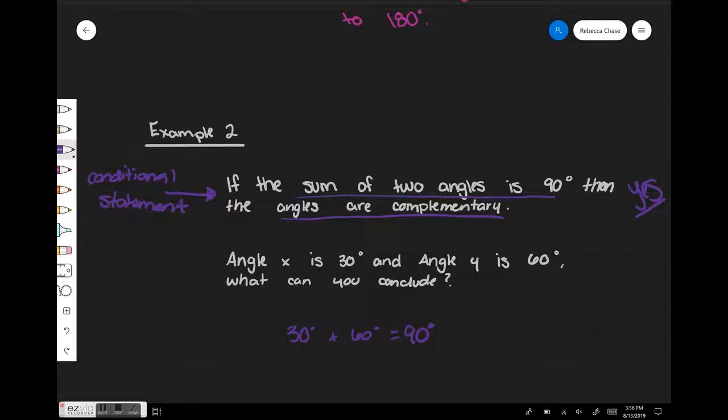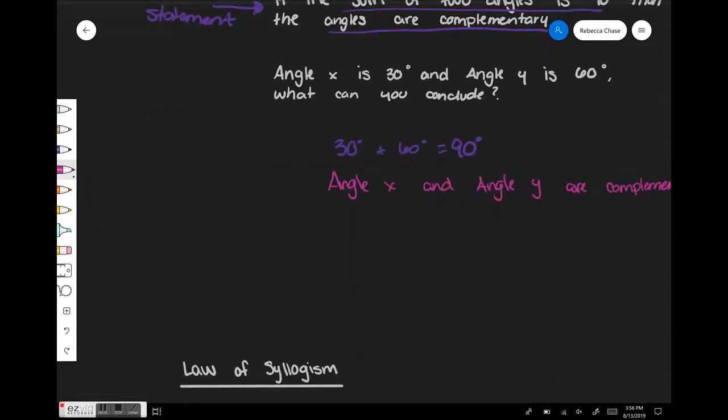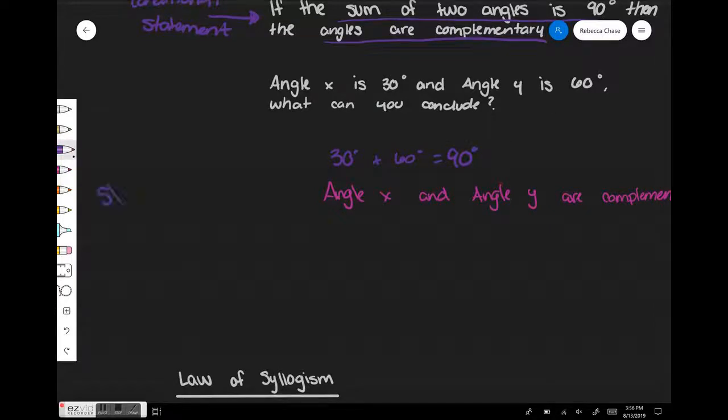Because this is our hypothesis again, the sum of two angles is 90 degrees, I can then conclude angle X and angle Y are complementary. So the statement was true.